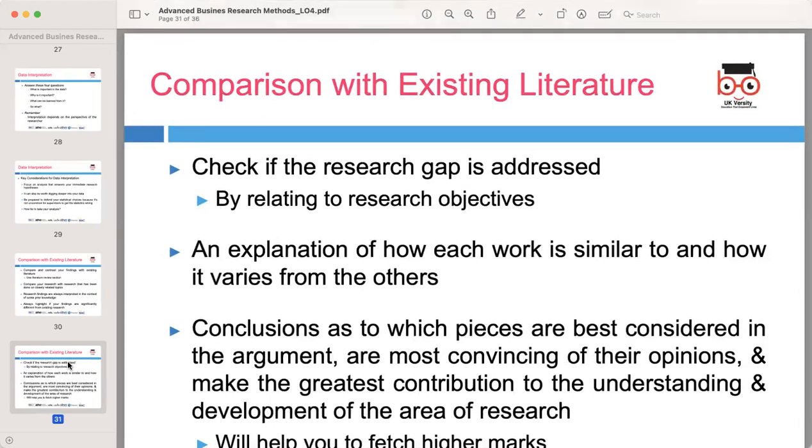Comparison and existing literature. So check if the research gap is addressed by relating to research objectives. So consider whether the research gap has been adequately addressed. A research gap refers to an area in the field that has not been extensively studied or lacks sufficient evidence or understanding. So by identifying and addressing these gaps, researchers contribute to the advancement of knowledge.